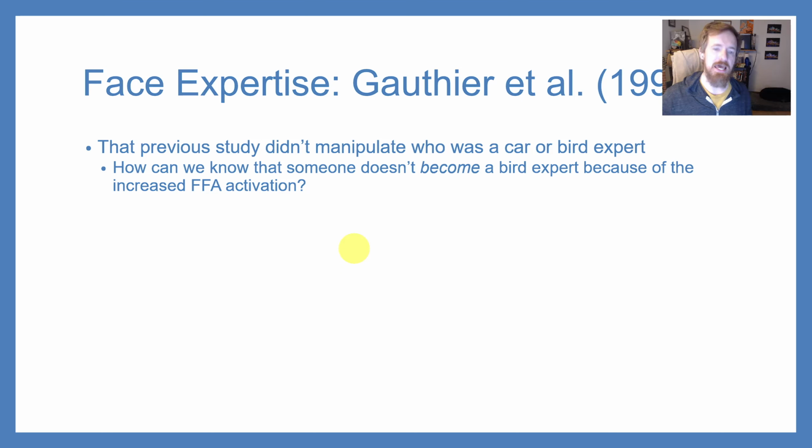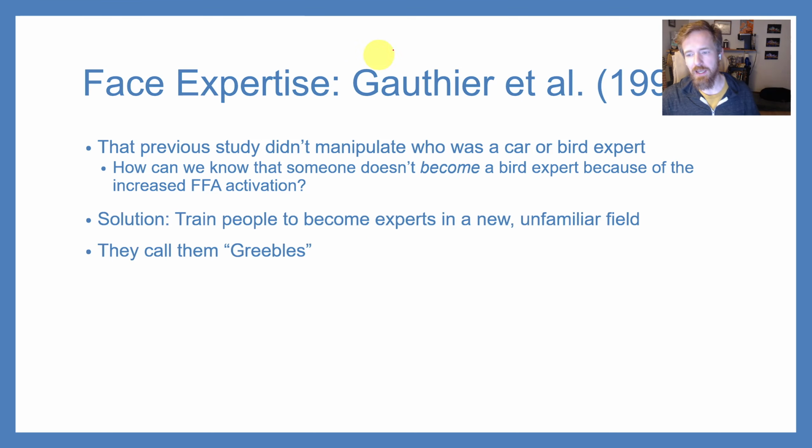So to test that idea, Gauthier and colleagues were skeptical of it. They were like, well, we can't say for sure that that's what they're doing. We don't have the data to support that necessarily. So what we're going to do is make people experts in a field that is totally new, that is totally unfamiliar. And then we're going to see if that new expertise activates the fusiform face area.